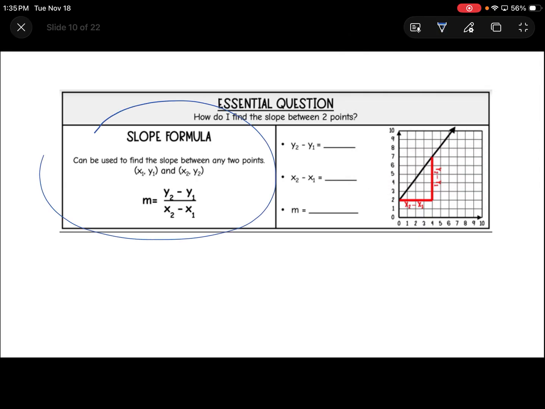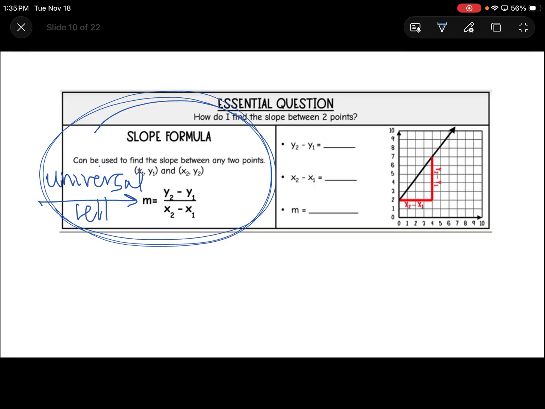The slope formula. M is what we call the universal letter for slope. You will see M used from now until calculus. Now some kids are like, what do you mean M? Well, think about L. What does L always mean? Length. What does W always mean? Width. What does R always mean? Radius. Right? You notice M in mathematics stands for the slope, which is the ratio of y over x.